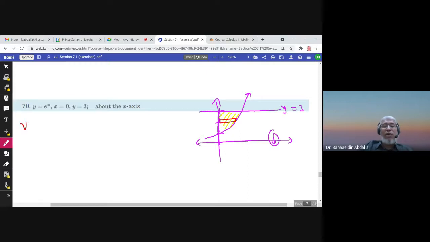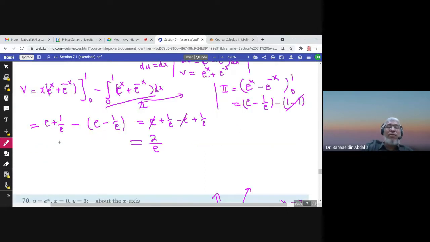And the volume would be given by the integral of 2 pi. In this case, the width of the rectangle is delta y. So the radius would be y, and the length of the rectangle would be in terms of y. And y is from 1 to 3. So it would be the integral from 1 to 3, 2 pi.